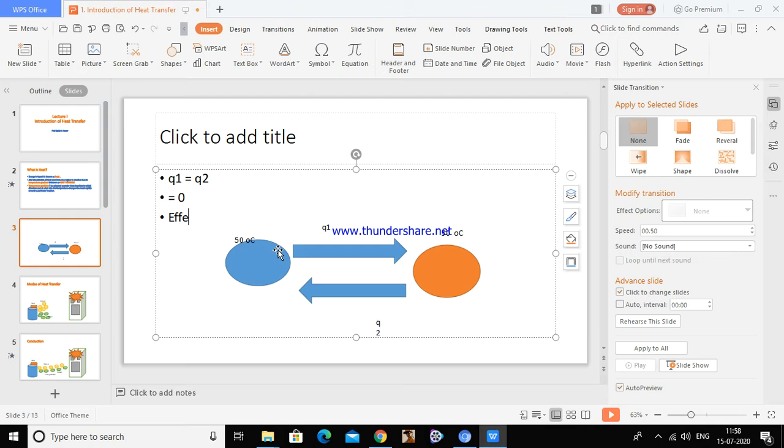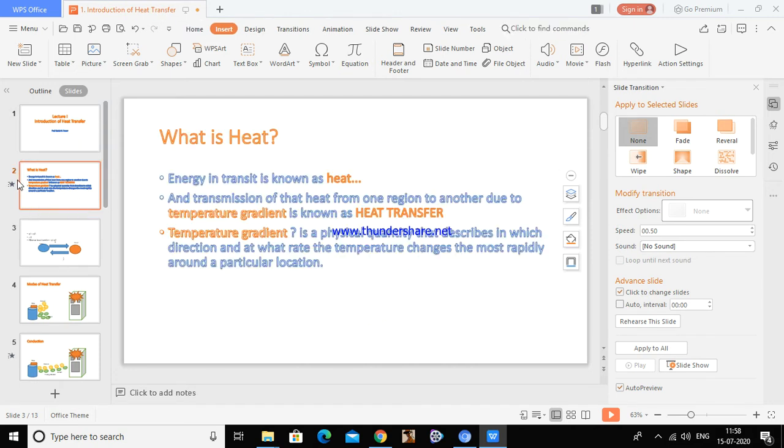Now effective heat transfer is always equal to Q1 minus Q2. So the practical heat transfer between these two bodies is 0. If we have a temperature of 100 here and 50 here, then there is positive heat transfer due to the positive temperature difference. So we get an effective heat transfer in watts. I hope you can understand what heat transfer is and why it occurs.